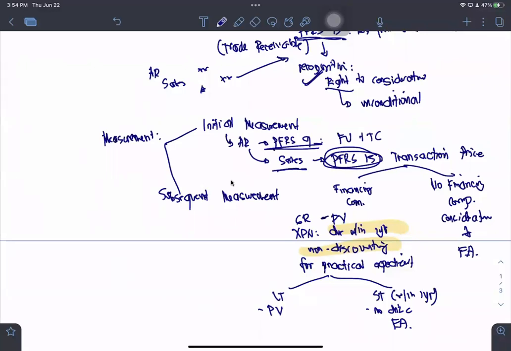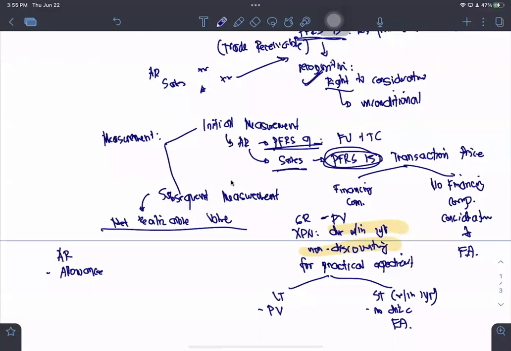Next, let's go to your subsequent measurement. Your subsequent measurement is known as your net realizable value. Under net realizable value, how do we measure your AR? We have your AR less your different items of allowances. This is now your AR net. We need to get the net amount of AR, and that is AR less your allowances.